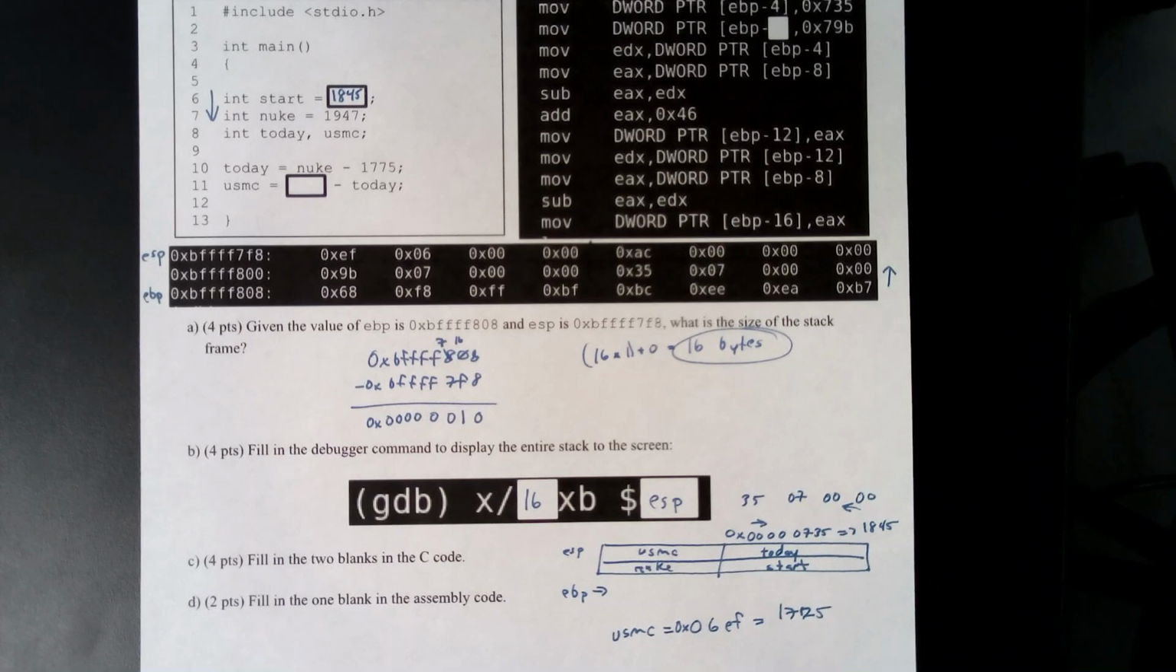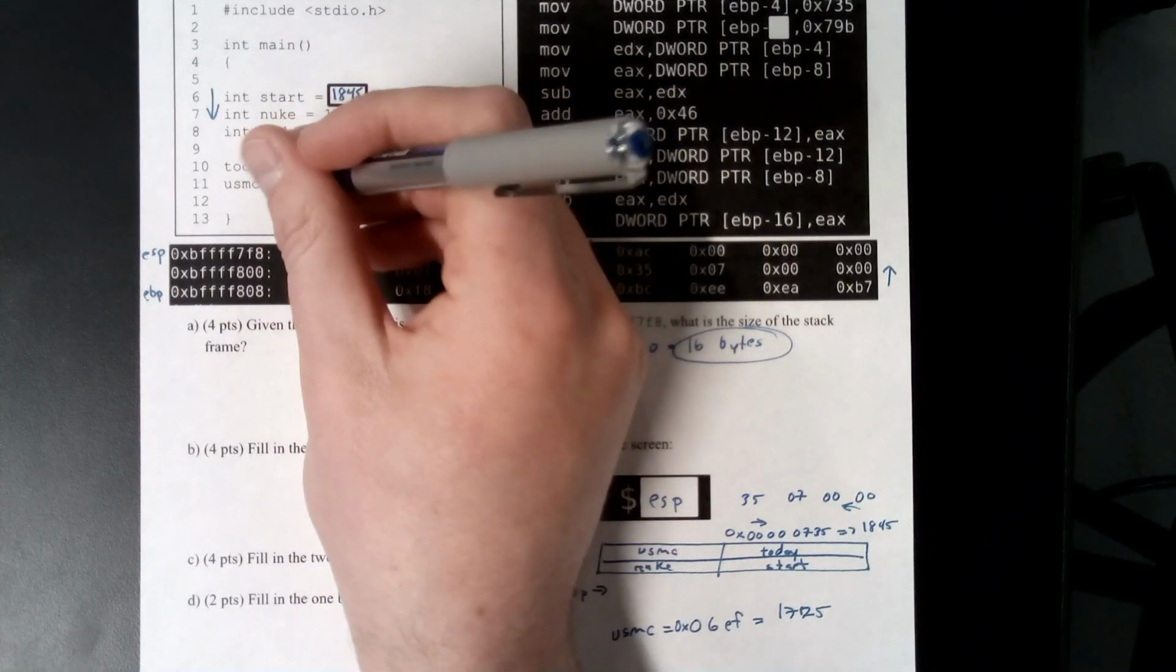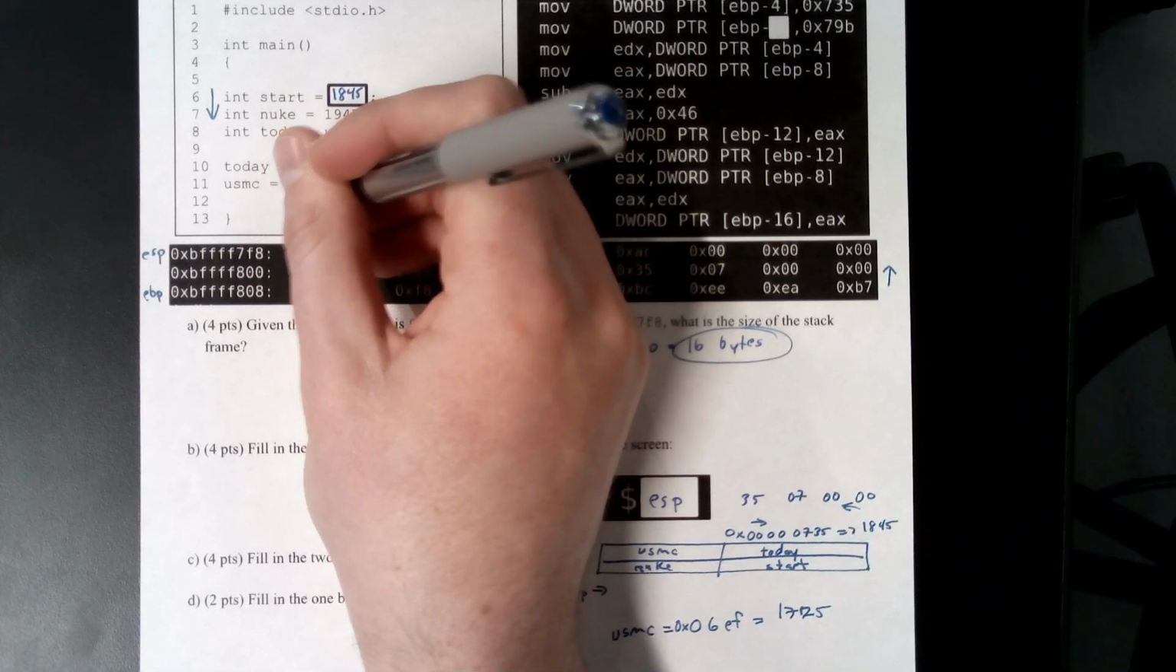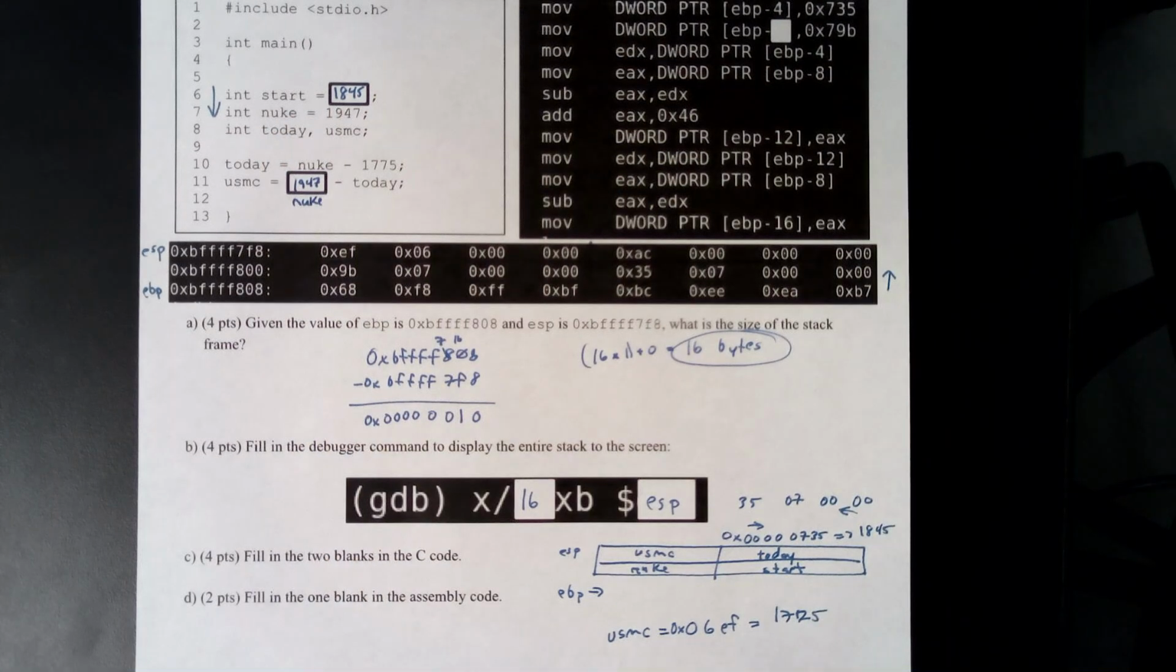Which then, if we reverse engineer this, we know that today is 172, and we got 1775 for USMC. Then that must be 172 plus 1775, and that gives us 1947. So that could be either 1947 here, or I think in the solution it says it's nuke. But either way would work, is to put that value back into the code. So we're just again reverse engineering that thing that we see in memory.